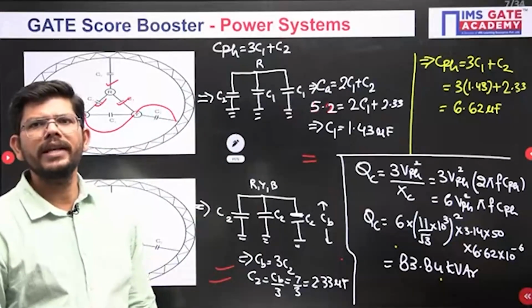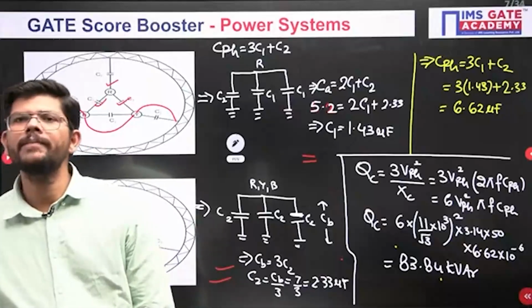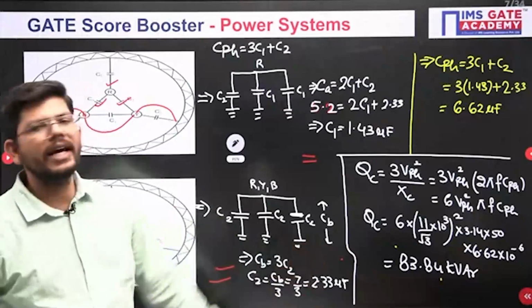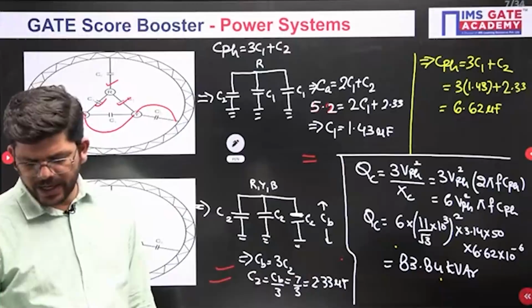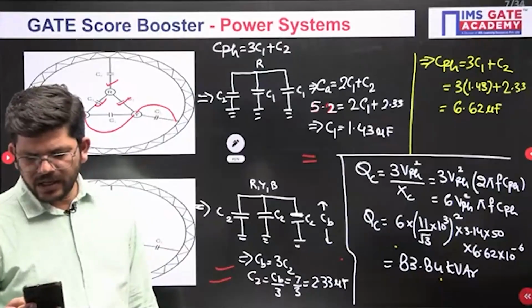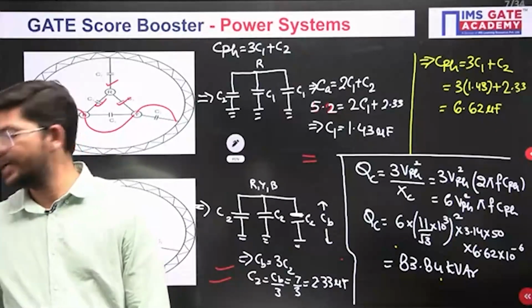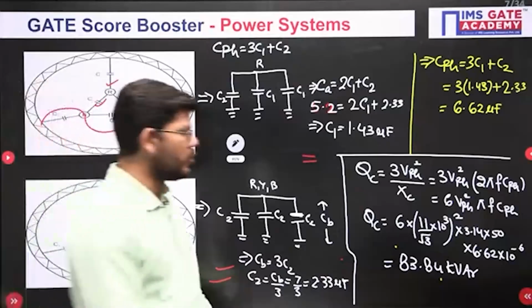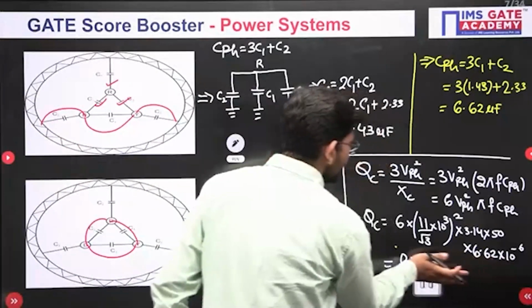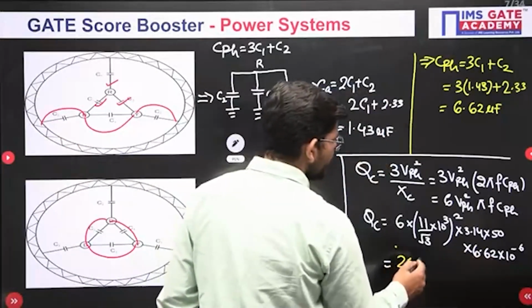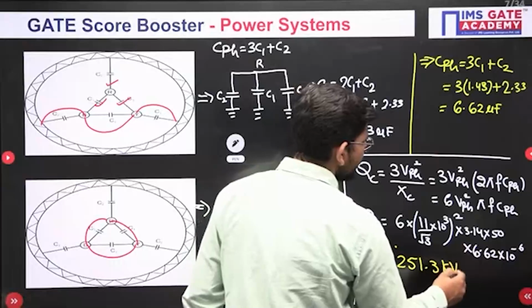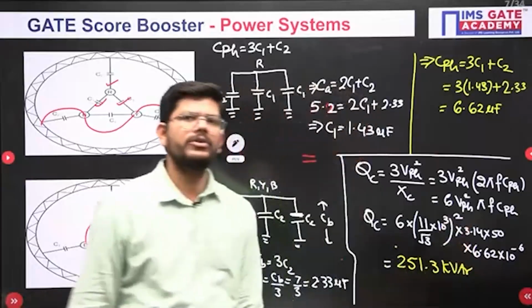Root 3 square is 3. Yes, very good. Okay, and I have written 9. So when I multiply my answer with 3, I will get 251.3. Yes, that's the correct answer. Very good. 251.3 kVAR.